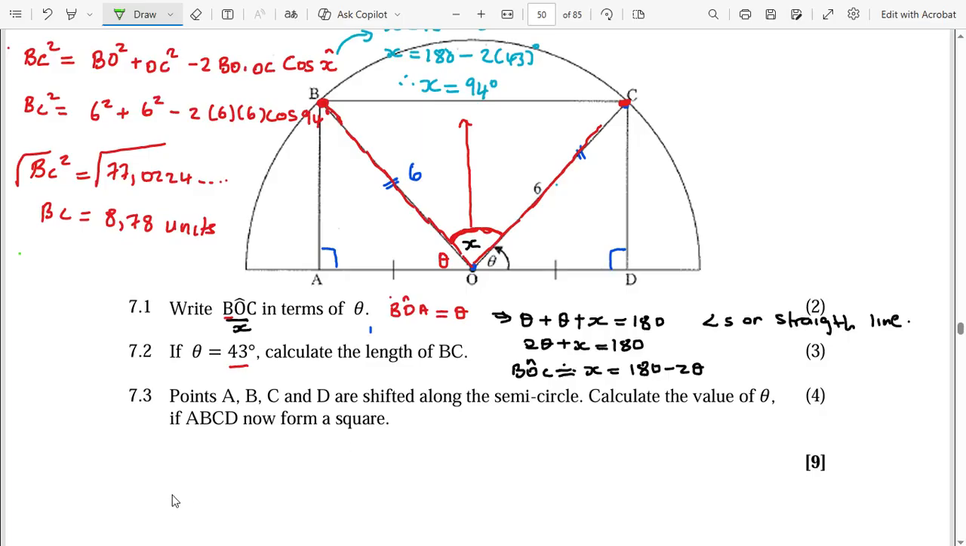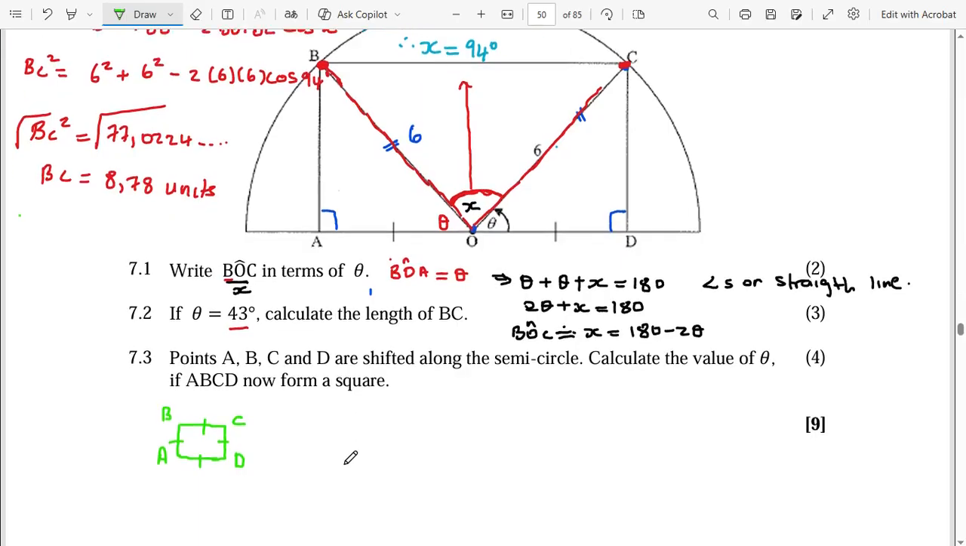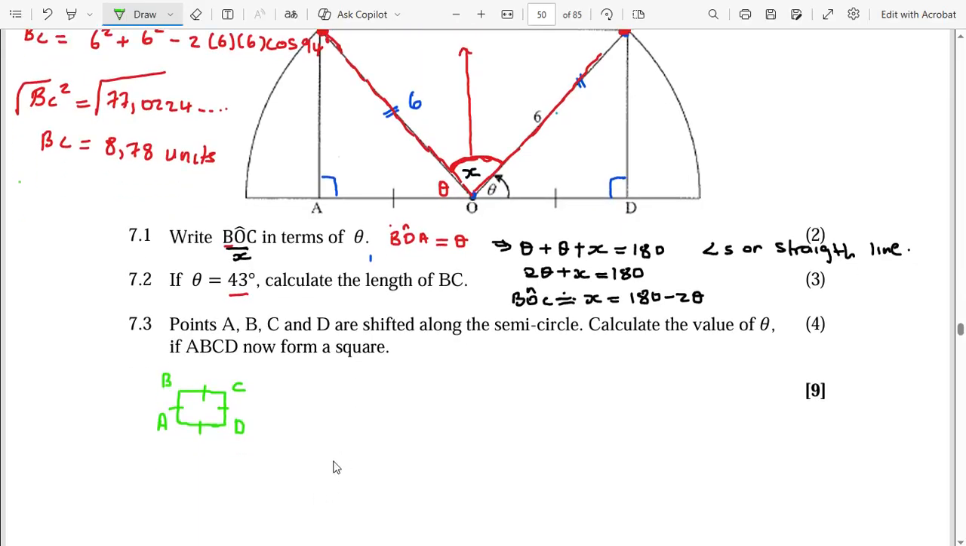So I'm going to write down A. This is my A, this is my B, this is my C, and this is my D. So I have a point like this, and we know the properties of a square, right? All sides are equal. Therefore, if this forms a square, this tells me that the line AD will be equal to DC.